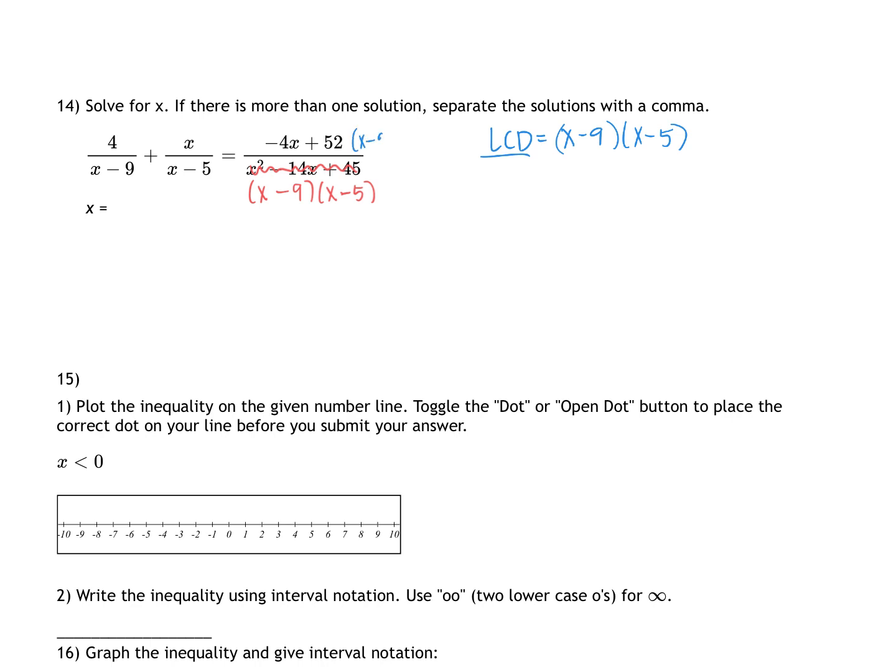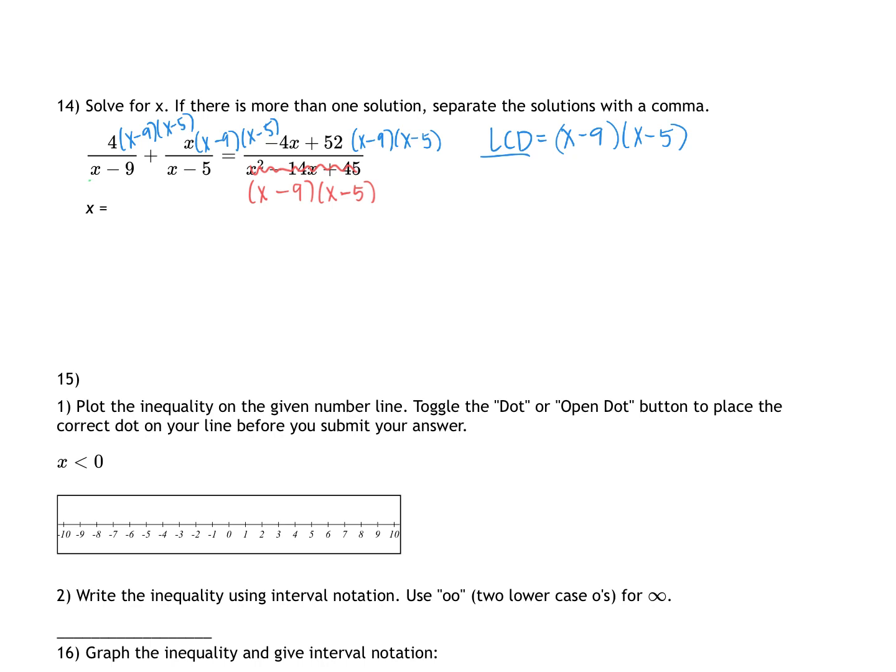And you're only multiplying the numerators by that. And you're multiplying, whoops, it's a minus, each fraction by both factors in the LCD. And then you're canceling stuff out.